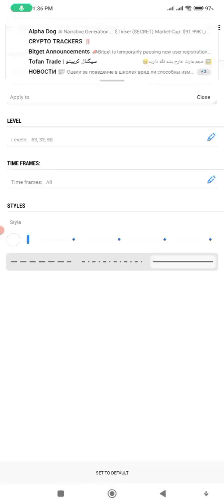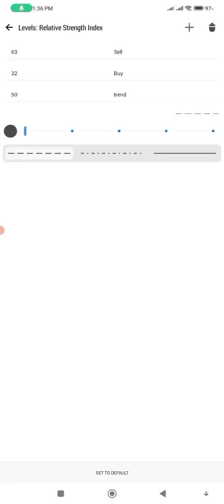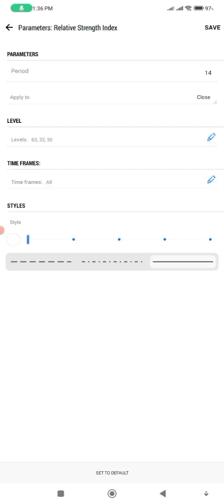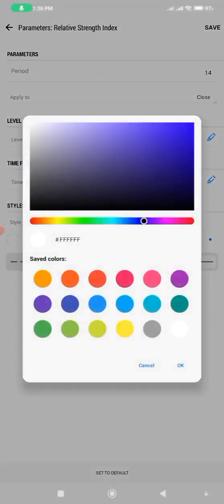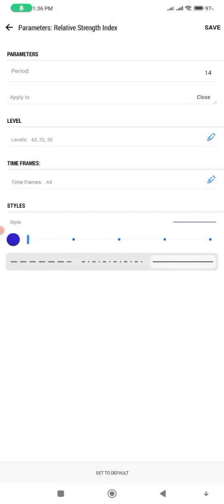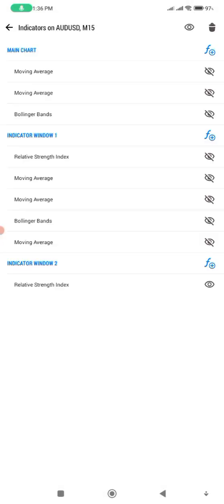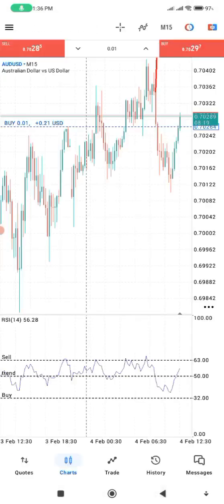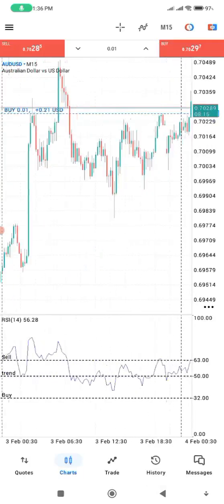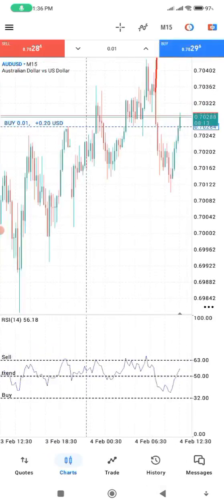Now, okay, let me increase this. Now look at it. The color I'm choosing is going to be blue, and look at how it is. Then you click on save and go to your settings. Now look at the settings. Look at how it is. Very clear, very clear, very clear.